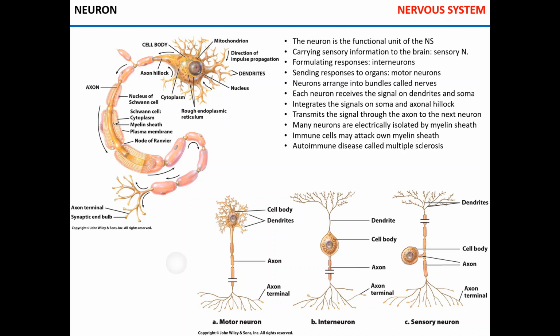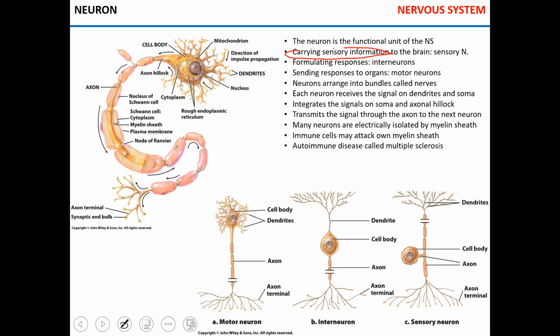Okay, let's talk about the neurons. Neurons are the main functional units of the nervous system. And the main two types, first of all, neurons are the main functional unit in the nervous system, right? So there are three main functions of a neuron.